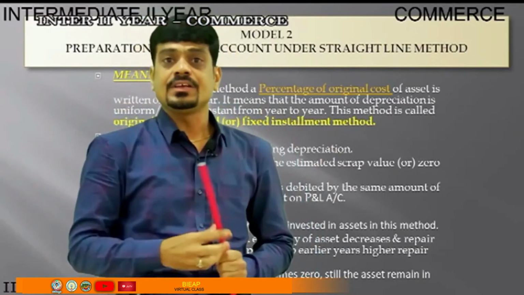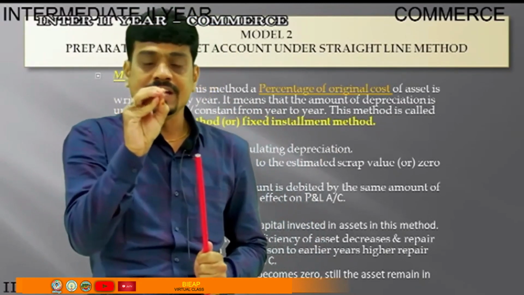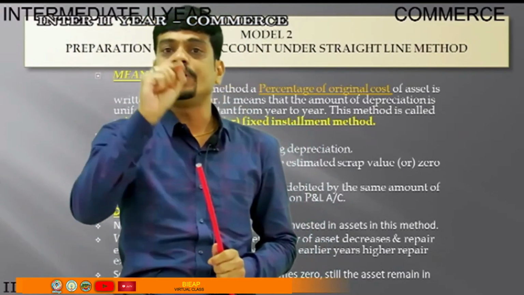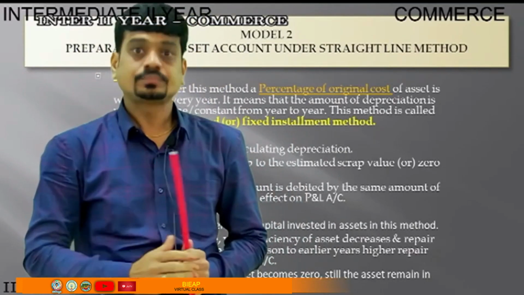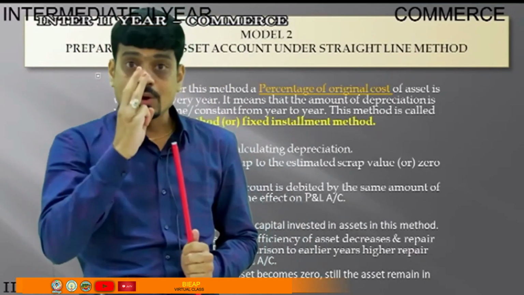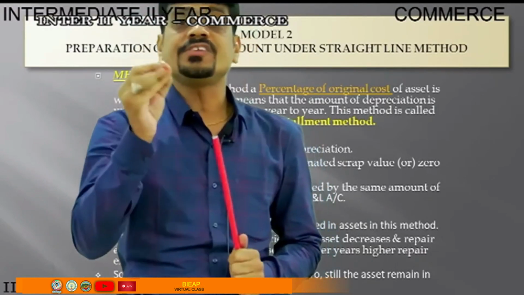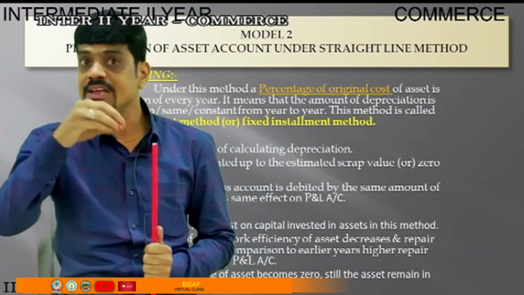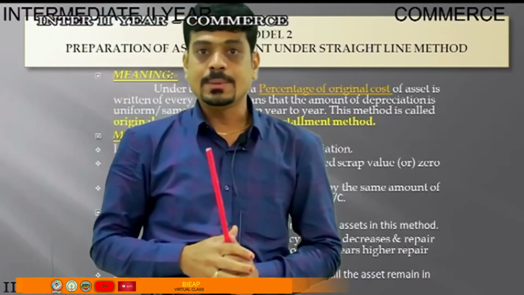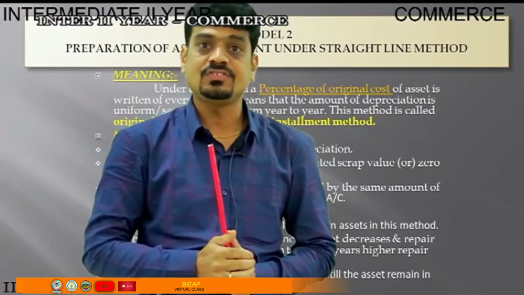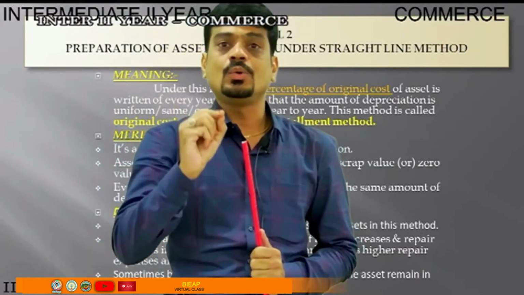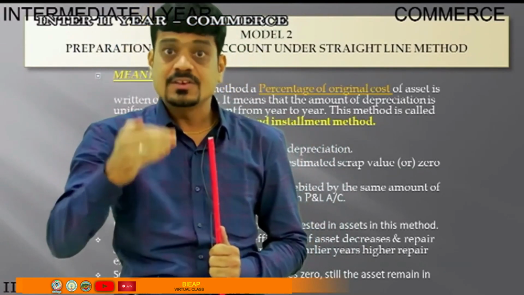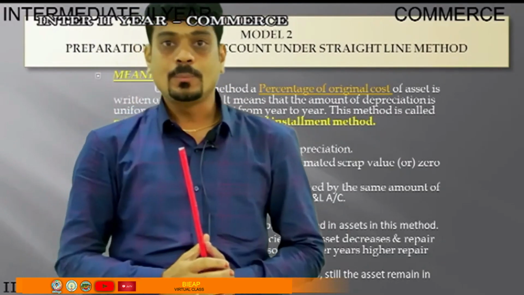Then second entry, in case if there are any installation expenses, then we'll write the entry asset account debit to cash account again. Third entry, which we are going to pass on 31st March every year, that is for charging depreciation. Every year on 31st March we have to charge depreciation. And what is the entry for charging depreciation? Depreciation account debit to asset account. These 3 basic journal entries will guide you to solve the problem.